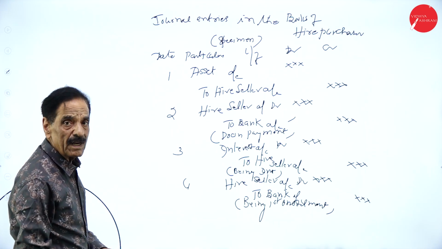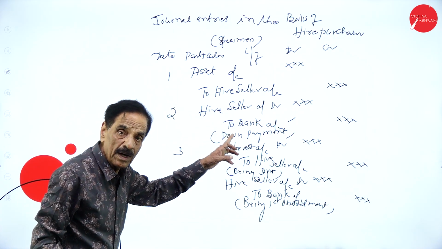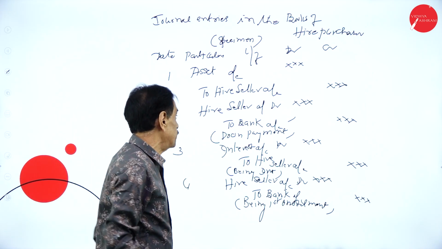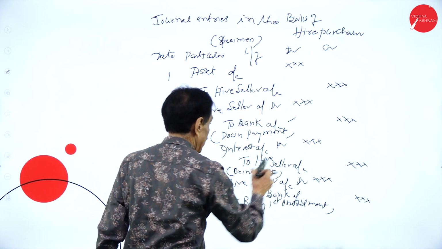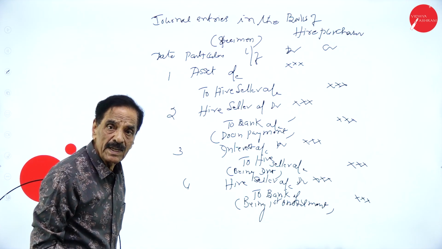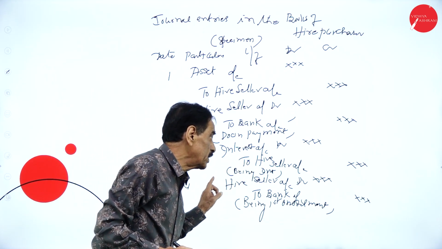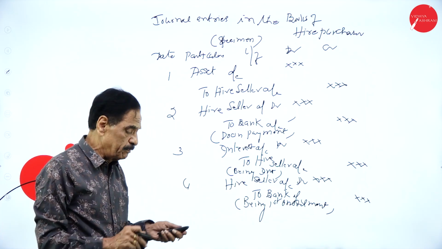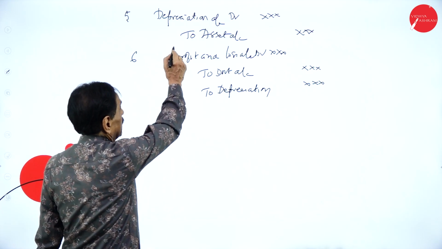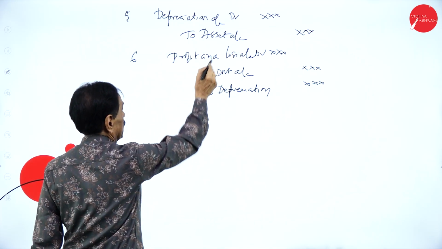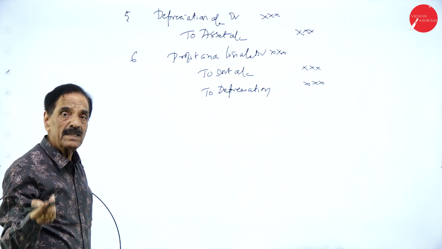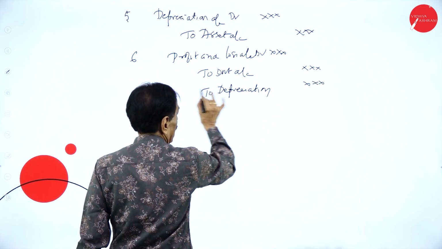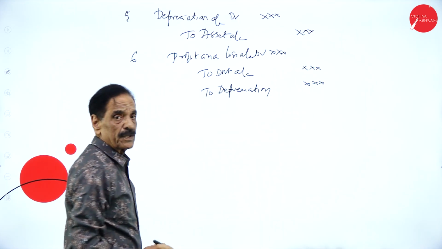What are the entries? Asset account debit to hire seller account, this is at the time of purchase. Also down payment is made: hire seller account debit to bank account. At the end of the first year, interest goes: interest account debit to hire seller account. First installment, hire seller account debit to bank account. Then regarding depreciation on asset, depreciation account to asset account. Both interest and depreciation transfer to profit and loss account. Profit and loss account debit to interest account, to depreciation account.